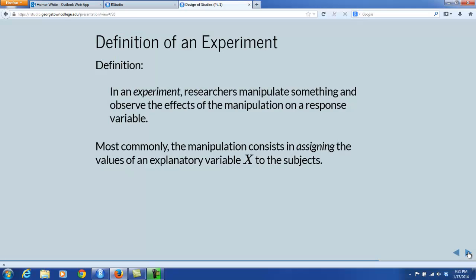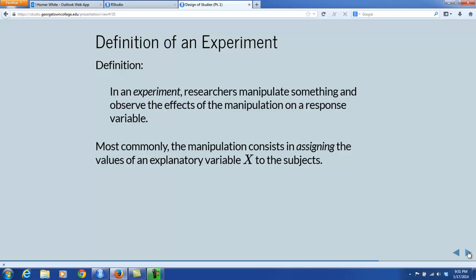What's an experiment? In an experiment, researchers manipulate something and observe the effects of the manipulation on a response variable. That's the general definition. But I would immediately say that most commonly this manipulation consists in assigning the values of an explanatory variable x to the subjects. If you want to tell whether something is an experiment, that's the first thing that you should think about.